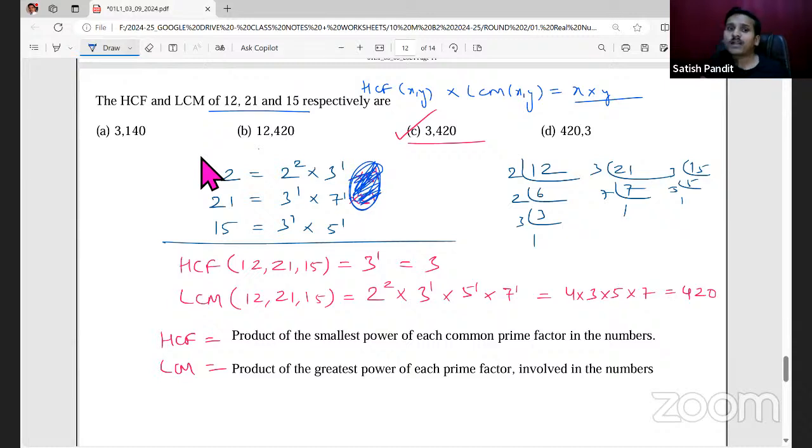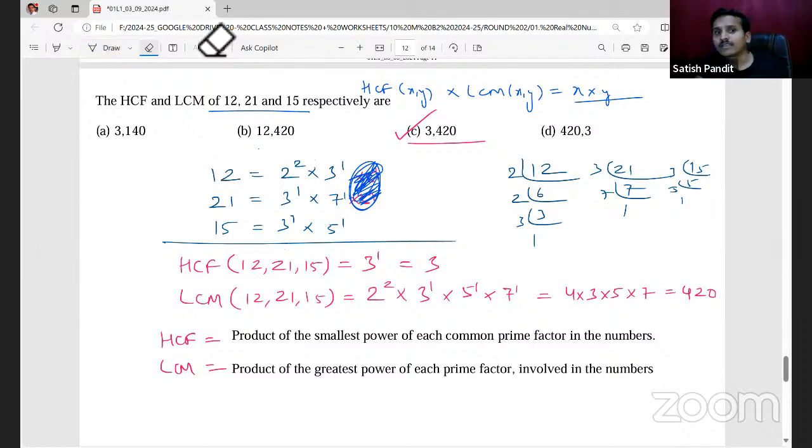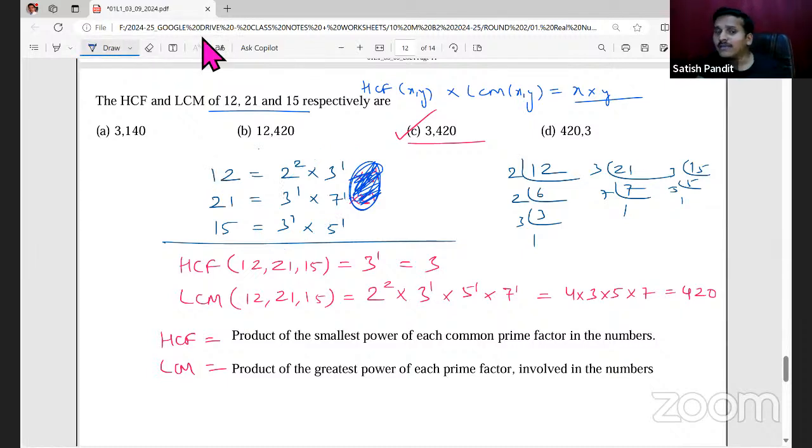So 12 is 2 to the power 2, 3 to the power 1. 21 is 3 to the power 1, 7 to the power 1. 15 is 3 to the power 1, 5 to the power 1. While taking HCF, see common and lowest power. See, common is only 3. 3 is there in all the 3. Okay. So take common lowest power. And while taking LCM, don't say common. All the prime factors, put the highest power. That is what I've given here.